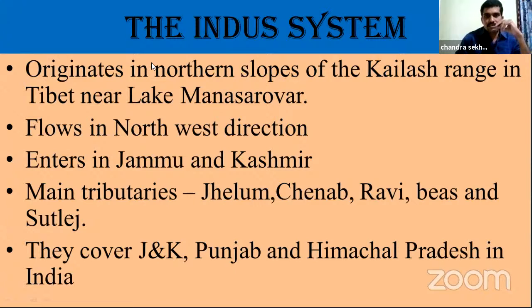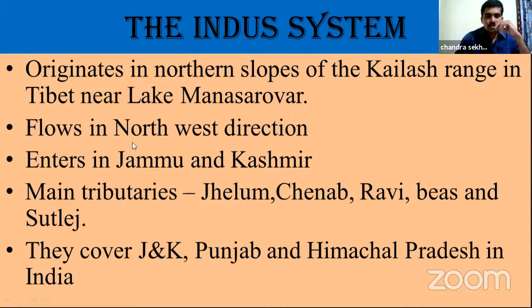The Indus River system. First, the Indus River originates in the northern slopes of the Kailas range in Tibet near Lake Mansasarovar. Children, have you heard about Mansasarovar? It's the holiest lake in India. The Mansasarovar is located in Tibet. The originating place of the Indus River is near Mansasarovar.